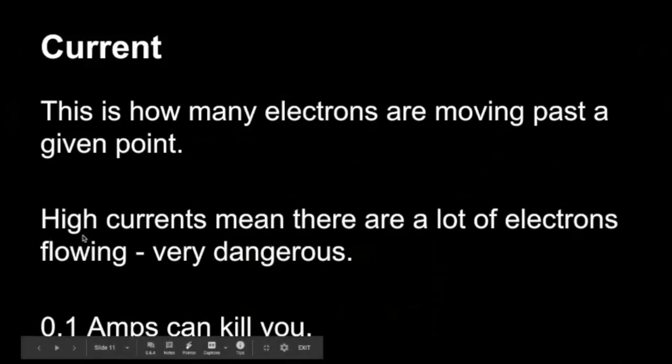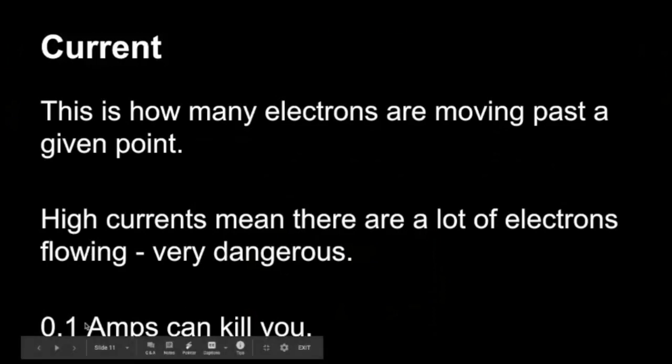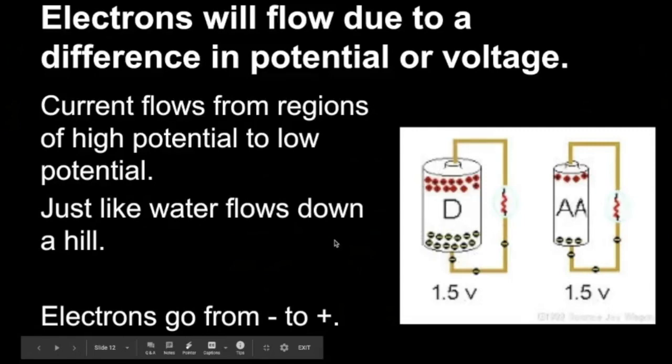So currents can be very dangerous. If you have a high current that runs through your body, it can stop your heart, or it can mess up your brain or your nervous system. 0.1 amps, a very small amount of current, if you get that running through your body the right way, that can kill you. Not to be too dark.